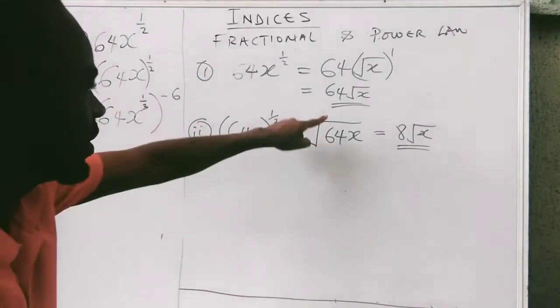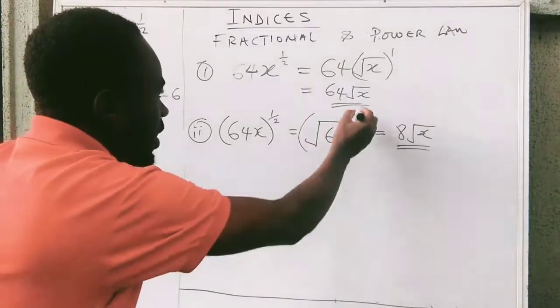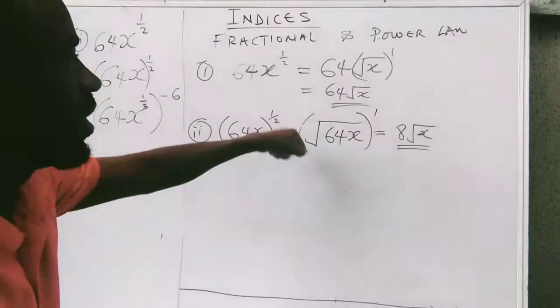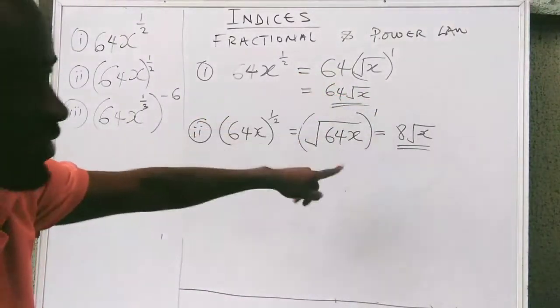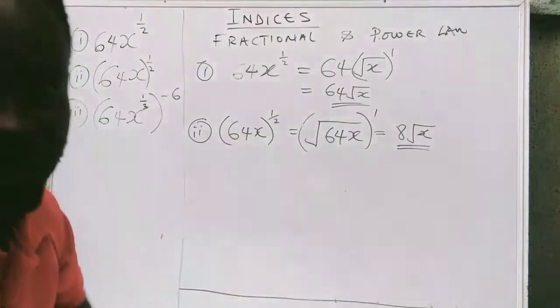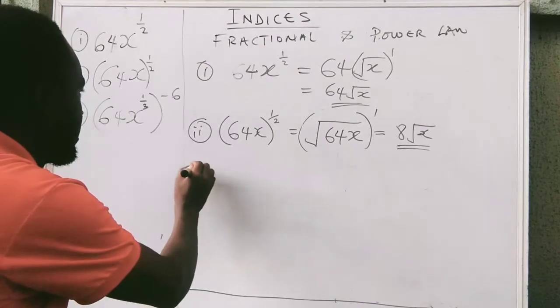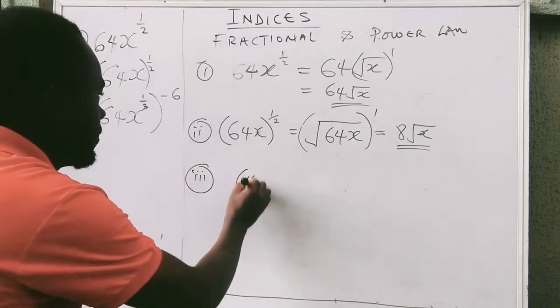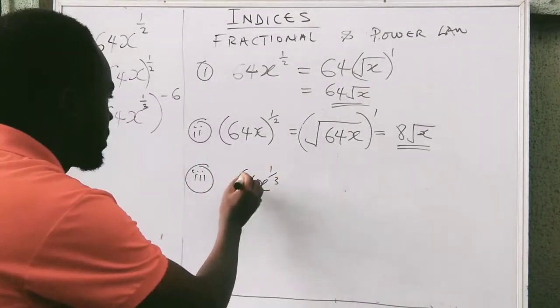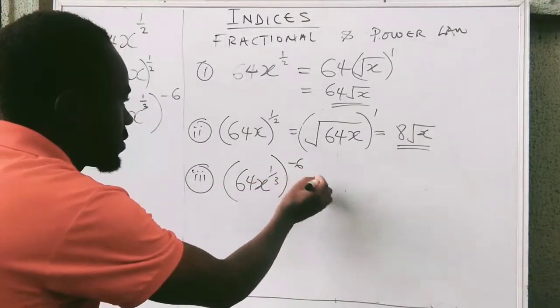Now remember, why I didn't bother to put all these raised to the power of 1 here is because I know that anything raised to the power of 1 is still that same thing. So that's why I didn't bother, just to save some time. For the third one, I'm having 64x^(1/3) all raised to the power of -6.